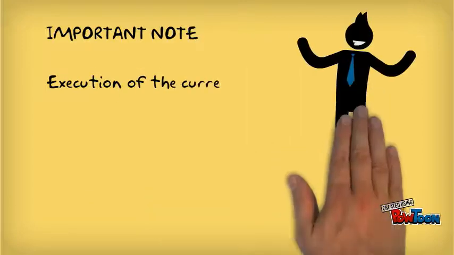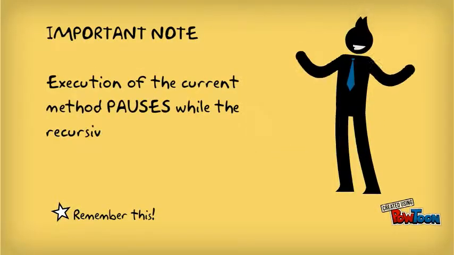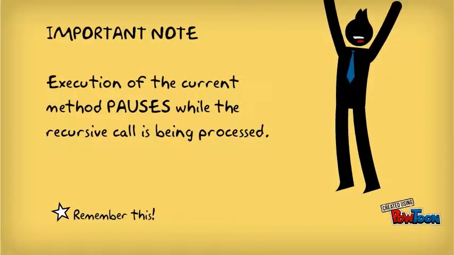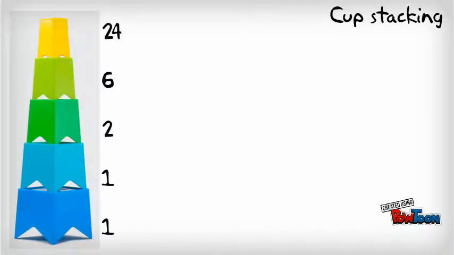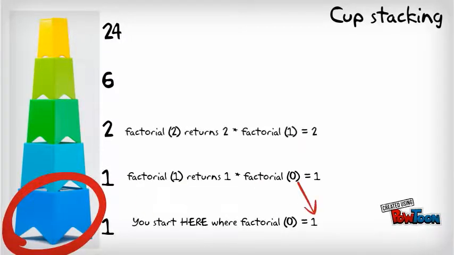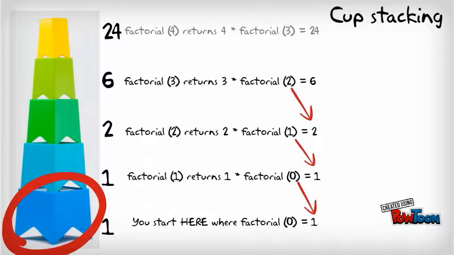Something to keep in mind is that execution of the current method pauses while the recursive method is being processed. So let's take a more detailed look at the previous problem. Recursion is a lot like cup stacking. You start from factorial of 0, or in this case the bottom cup, or base case. You keep stacking until you reach the top cup, or the most current execution, factorial of 4.